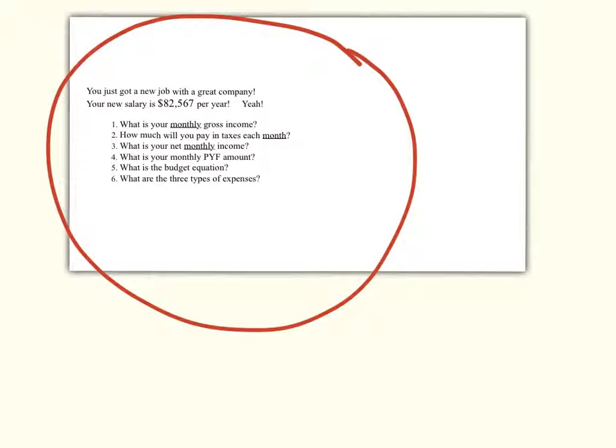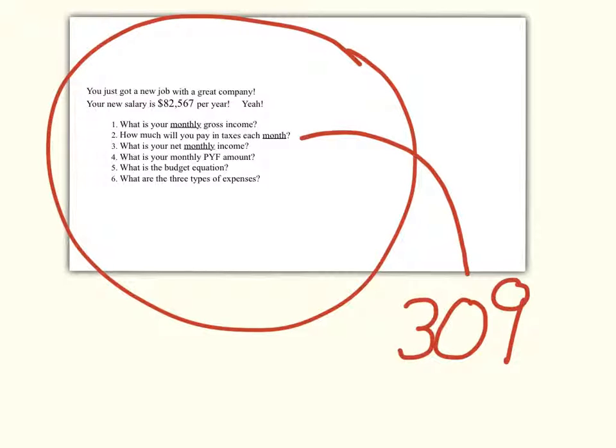This is a sample of the questions that you should be able to answer fairly easily with this unit. You should be able to calculate your monthly gross income. You should be able to figure out how much you'll pay in taxes each month. For now, we're going to use the rule of thumb of 30%.